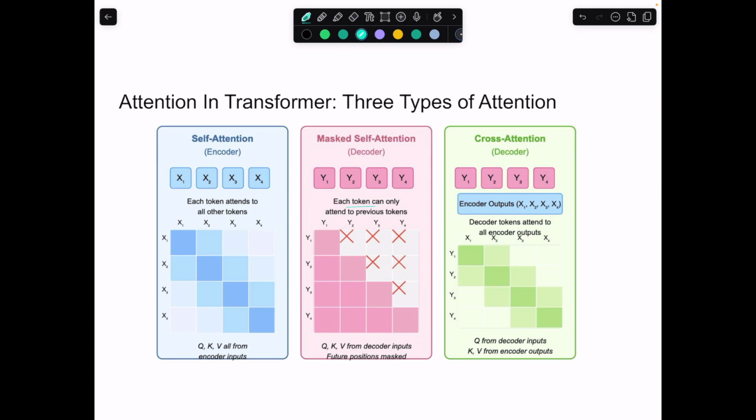It shouldn't be available at training time. That is why you apply a mask so that each token can only attend to the previous tokens when calculating attention weights. And cross-attention is a different story. The difference between cross-attention and self-attention is that for cross-attention, the query is from the decoder and the key and value are from the encoder. But for self-attention, query, key, and value are all from the same source.